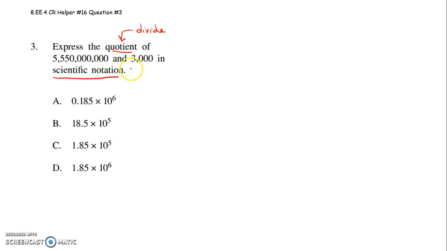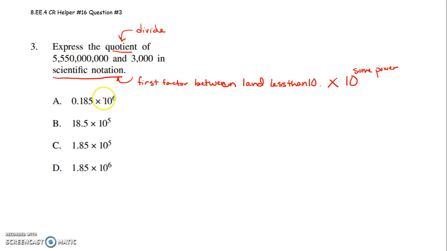So if I look down the list, I know for scientific notation, my first factor has to be between 1 and less than 10. Then it'll be times 10 to some power. That's scientific notation. But the reason I'm saying that is because before I even start the problem, it's a multiple choice. I start looking down.